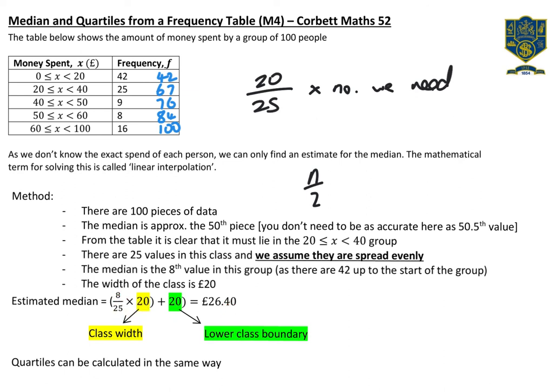So this is set out slightly differently, but it's the same thing. It's working out the fraction of the amount. So the fraction that you need is 8 out of the 25. So you need 8 into the median, or into the group, out of 25, so it's 8/25, and then multiply by the width.